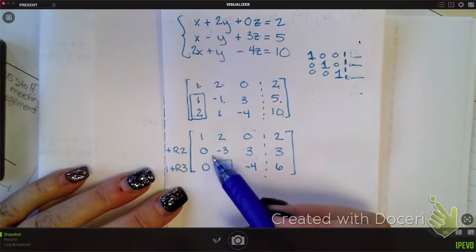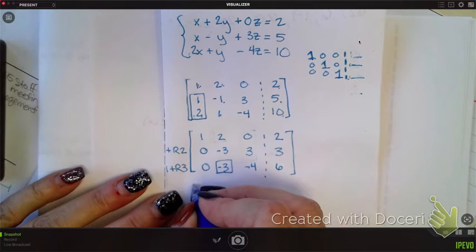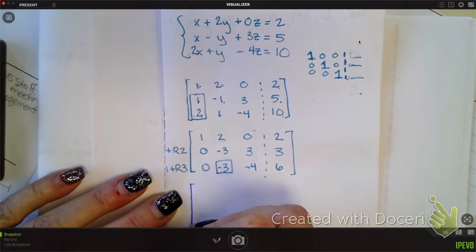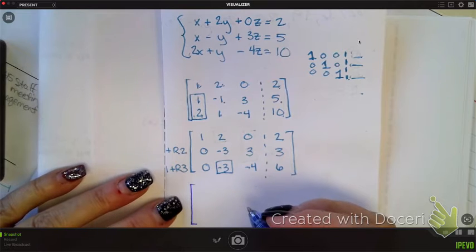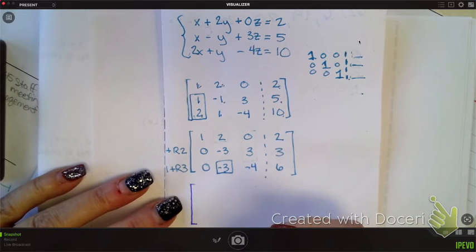Okay? I don't think I'm ever going to be able to figure that out. You will be able to figure out that 3 minus 3 is 0. Hopefully. I hope so.